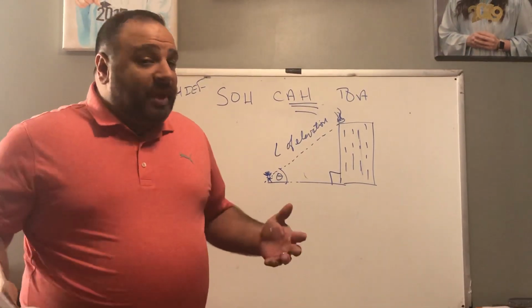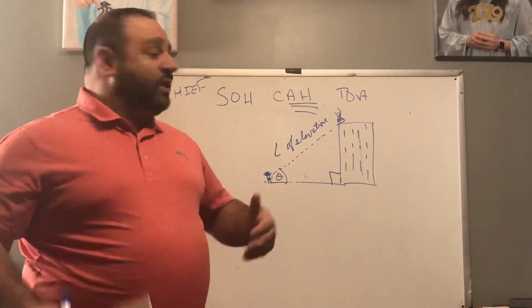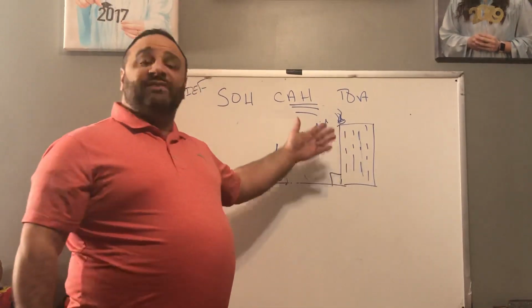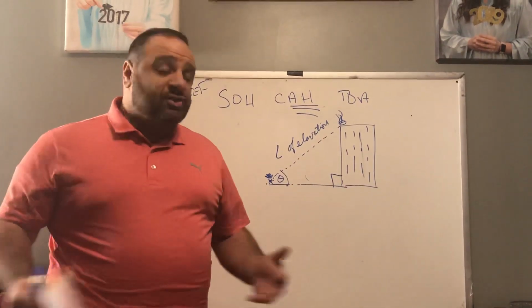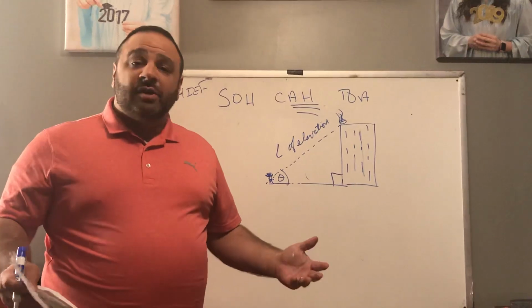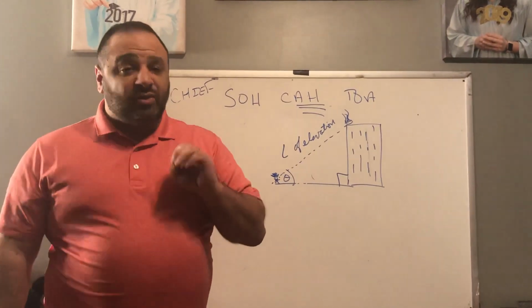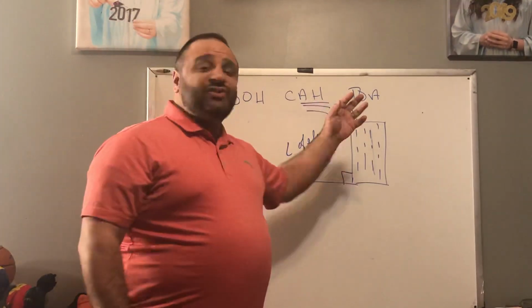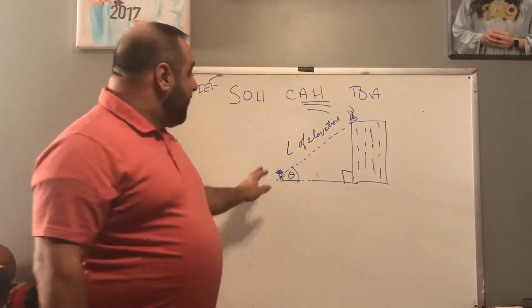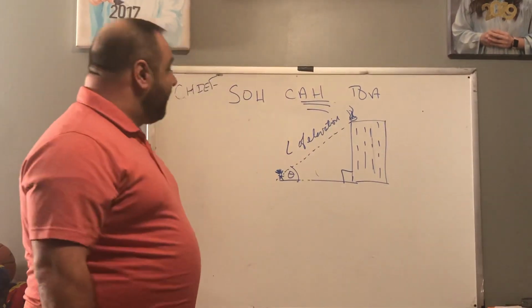And determined based on whatever sides they give me, we could use either the sine, the cosine, or the tangent to find any of the lengths of the sides or any of the measures of the angles. So again, that's why you need to know the ratios and the sides that they go with. So this is called the angle of elevation.